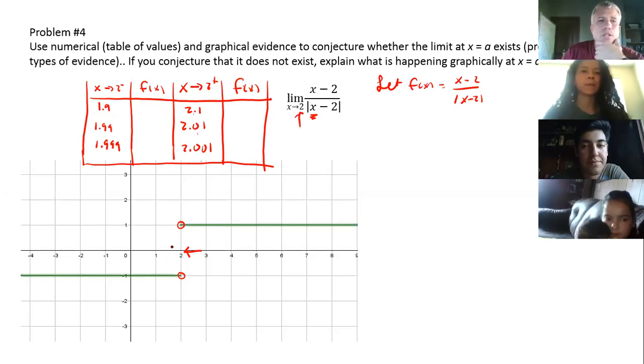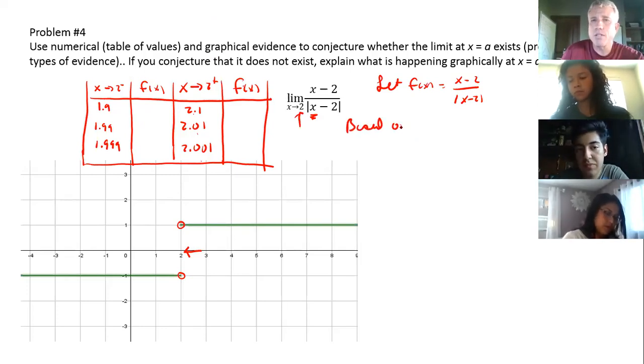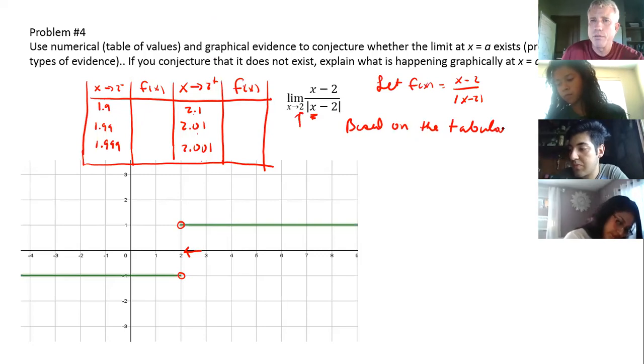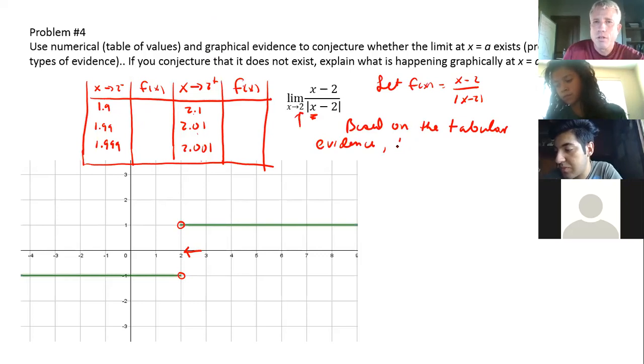Yeah, so you want to draw a conclusion from this. You're going to get numbers that are getting closer and closer and closer to -1. So after I fill out my table, I would say something like this. Based on the tabular evidence, the table evidence, the limit as x goes to 2 from the negative side of f of x, and that's why I gave this function the name, so I don't have to write this whole thing out.